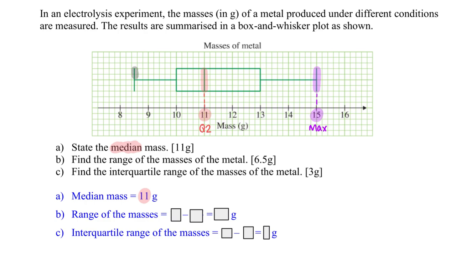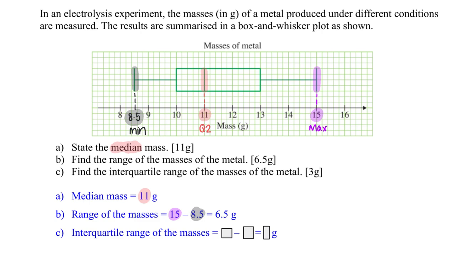My minimum will be here. So you can see that it is actually 8.5. And this is my minimum. So I just need to minus them off to get the correct answer: 6.5. 15 minus my 8.5, maximum minus minimum.